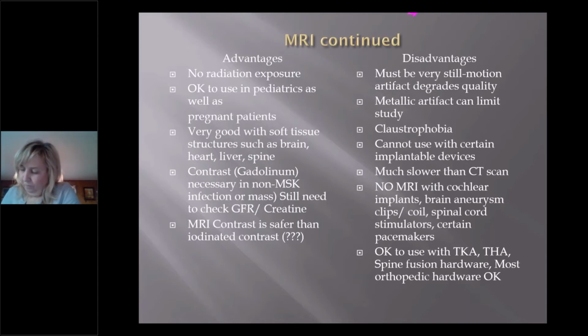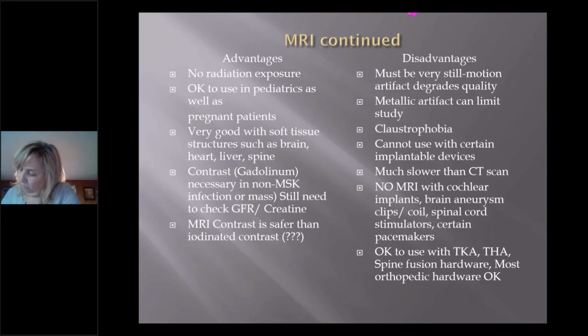Metal artifact can definitely limit studies. So if you have a patient that has, let's say, an abdominal aortic aneurysm graft, and then you turn around and you want to get an image of the spine, you can do that, but the image quality is really going to be affected if it's a metal AAA graft. So you have to think about the metal artifact. Is it going to really cause you problems? Now, that doesn't mean it's contraindicated. It just means it may decrease your visualization.